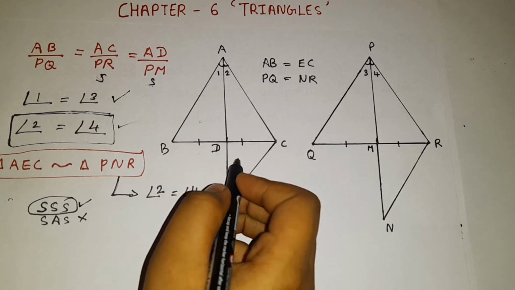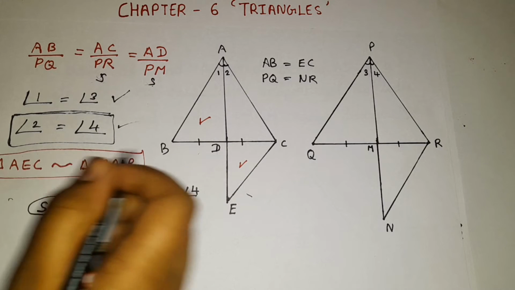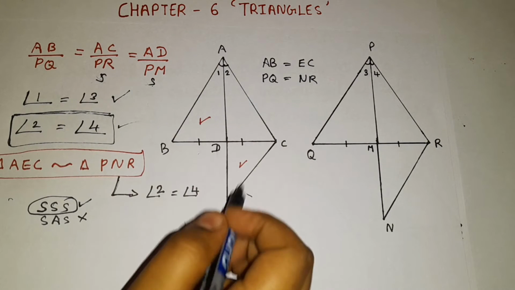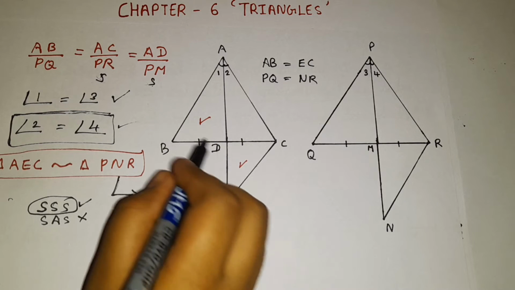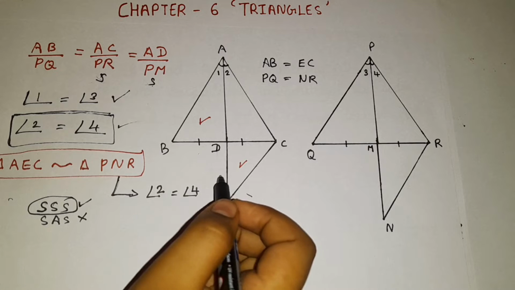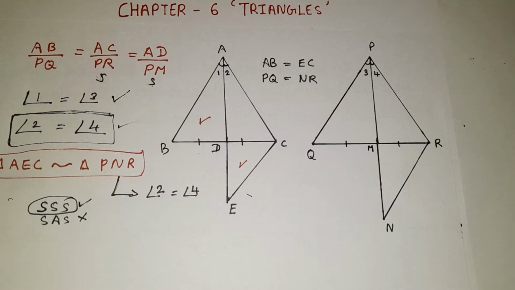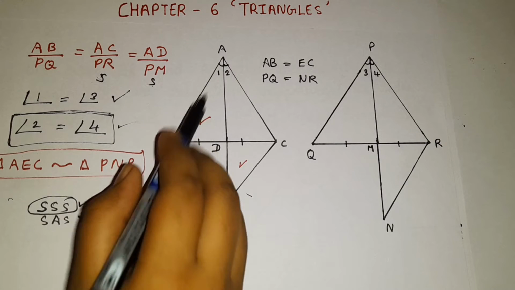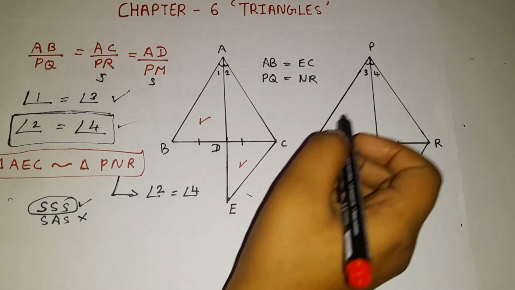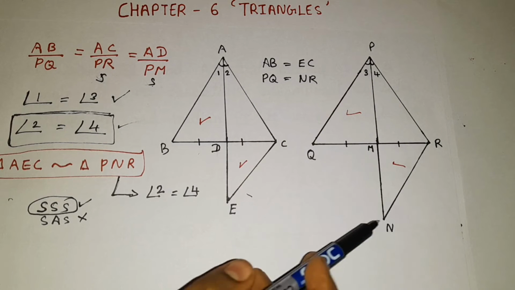Think, guys. I'm supposed to prove that these both triangles are congruent. So how to find AB is equal to CE? If I prove it is congruent, what is the meaning of congruent? When we prove something is congruent, then we'll get this side equal to another side. That is what congruency is. Am I right? So if I prove these both as congruent, then I can say AB is equal to CE. Here also, if I prove these both triangles as congruent, I can say PQ is equal to RN.